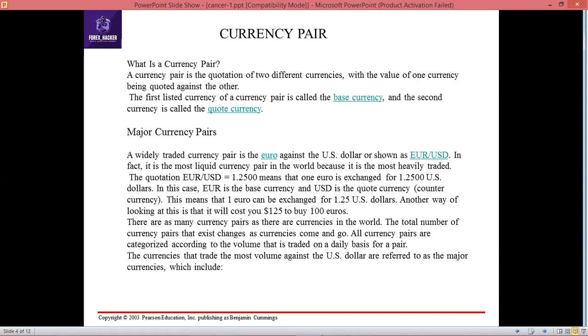And so what is a currency pair? A currency pair is the quotation of two different currencies. That is the reason we always have GBP USD, EUR USD, GBP JPY. They are two different currencies spent in two different countries, with the value of one currency being quoted against the other. The first listed currency of a currency pair is called the base currency.